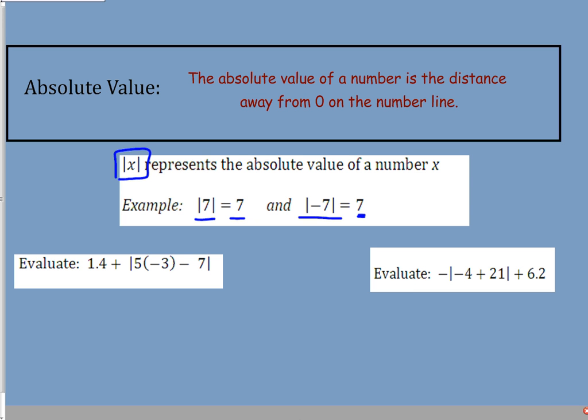So now, where does absolute value fit into the order of operations? It fits in that same idea as parentheses: take care of the absolute value first and then deal with what's outside. So here on this one, you've got 1.4, then deal with all this inside of here. So 5 times negative 3 is negative 15, minus 7.